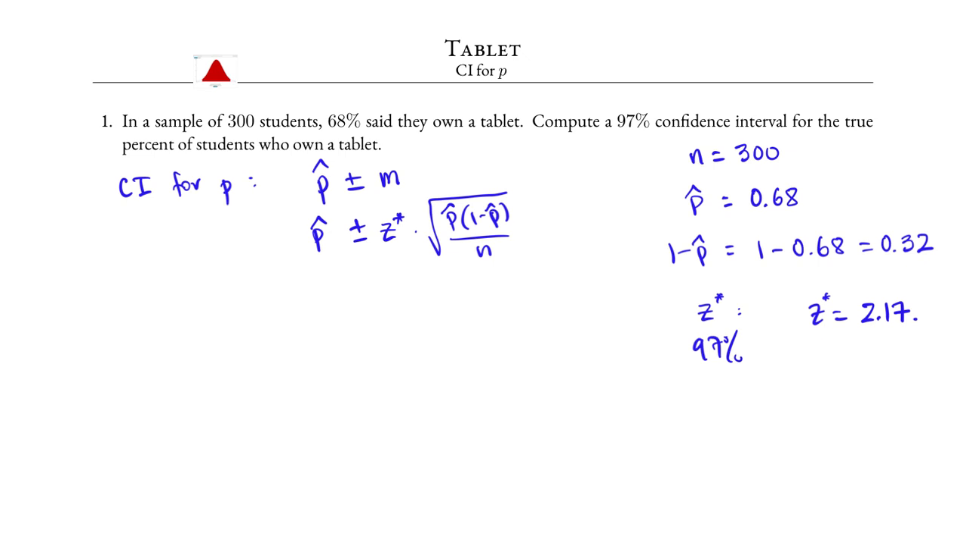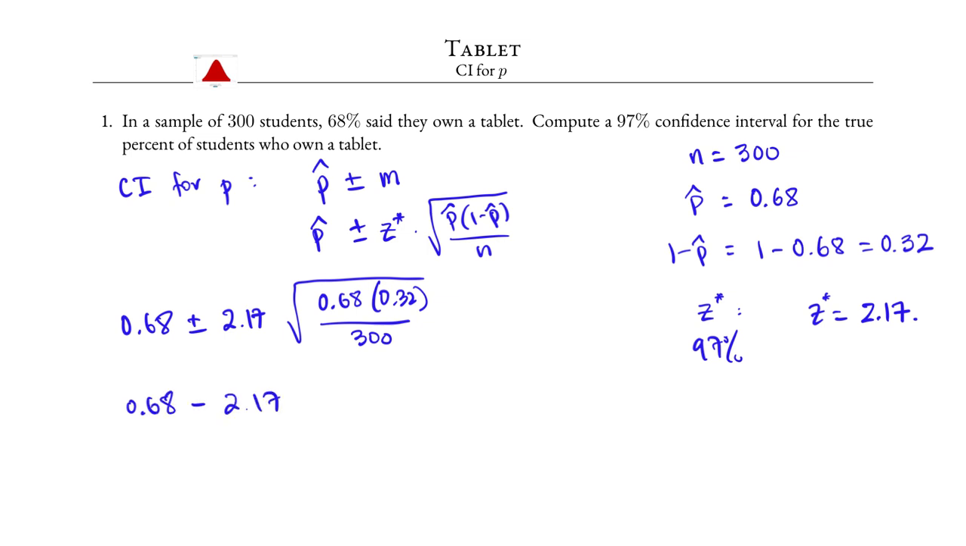the upper bound. p hat is 0.68 plus or minus the critical value 2.17 times the square root of p hat, 0.68, and 1 minus p hat, 0.32, over n, 300. There are two computations here. One is 0.68 minus 2.17 times the square root of 0.68 times 0.32 divided by 300. Make sure 300 is still underneath the square root.